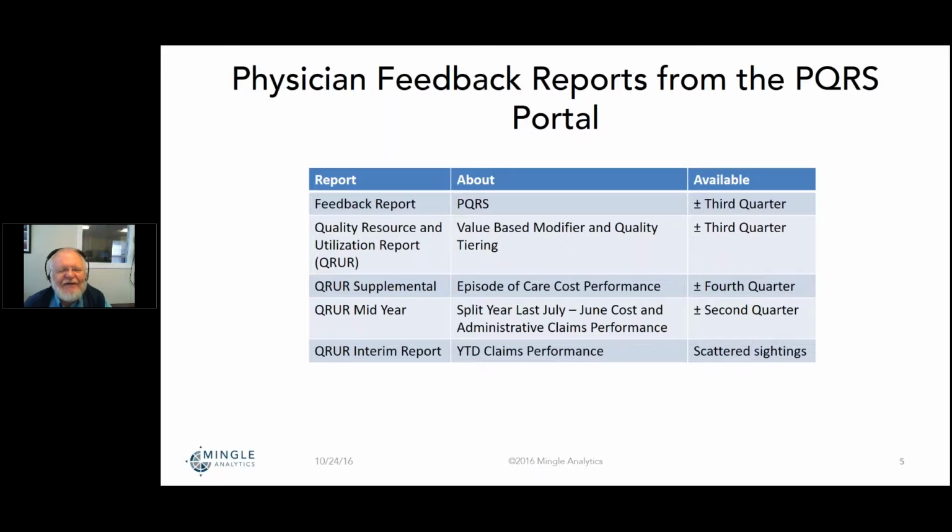And then I've heard claims that there's an interim report out there. I've yet to see one, so if you get one, send it to me, if you will. Theoretically, it shows how you're doing in claims performance if you're making a claims submission, and it's year-to-date data. And again, I'm not sure exactly when it comes out. If in fact it comes out, it may be a Bigfoot or Yeti kind of a thing.